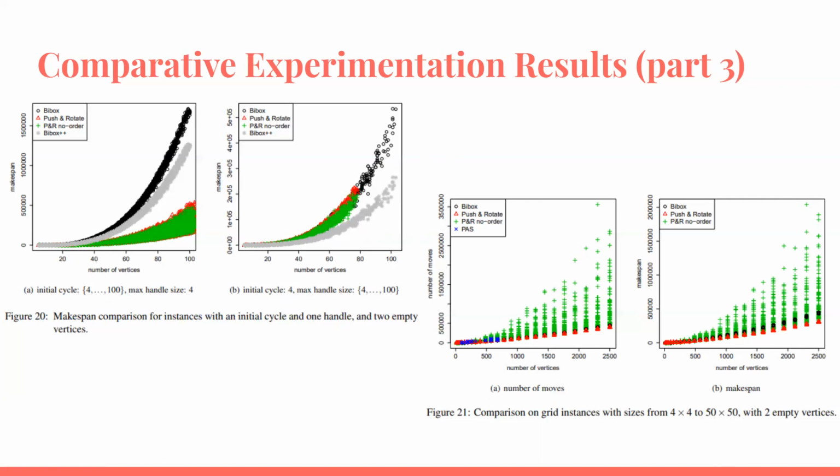And as you can see, for push and rotate specifically, the heuristics played a huge part in the results here, because push and rotate with the heuristics wins all day, but without it, it clearly gets up into a higher makespan.